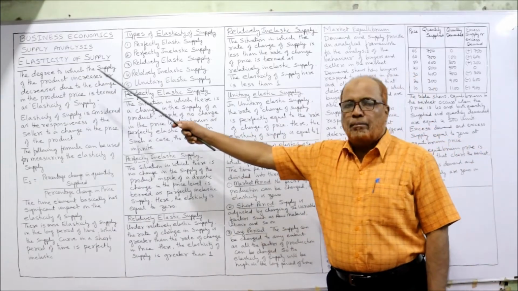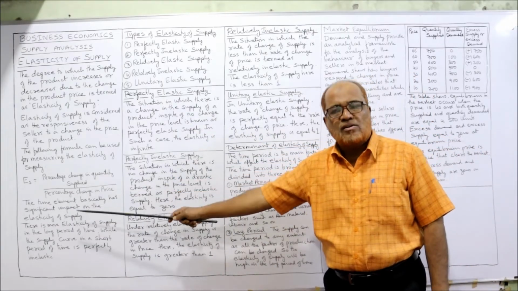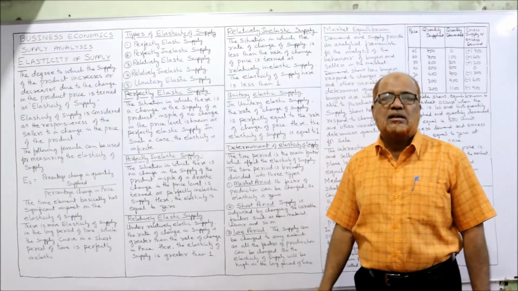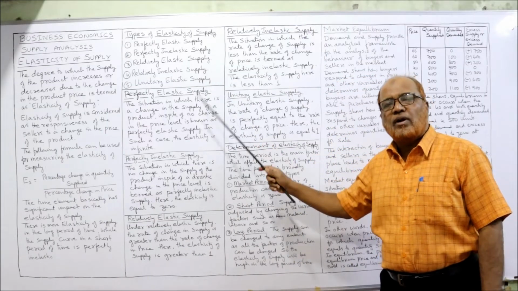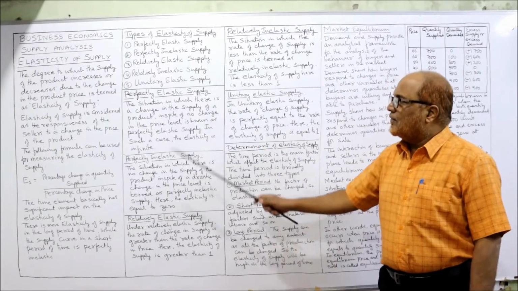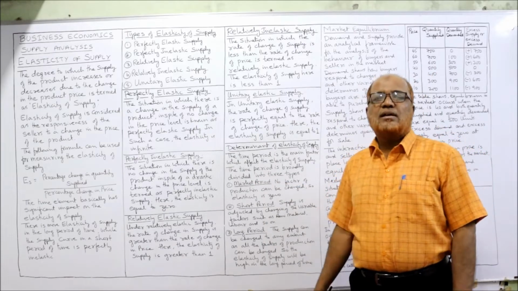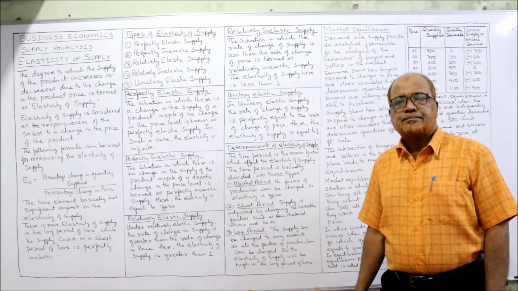I have explained the meaning of the term elasticity, what is the formula for elasticity, and different types. Now one by one I will explain. The first one is perfectly elastic supply.